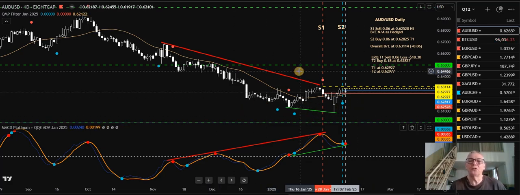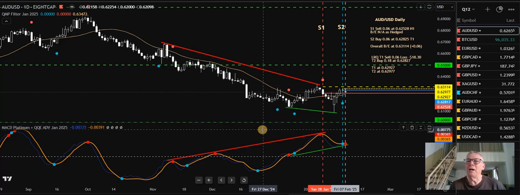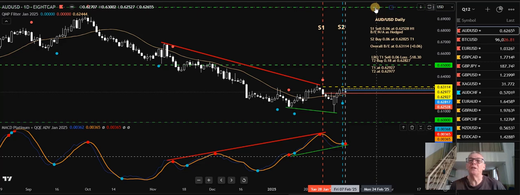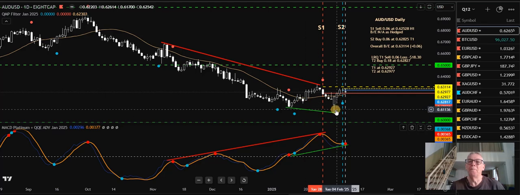These green levels, these green lines, are big round numbers. In this case, this is the Aussie USD. It's the 60-cent level, 65-cent level. The other one would be the 70-cent level up there. So they're big round numbers with the Aussie, and the Aussie tends to bounce around them a fair bit.